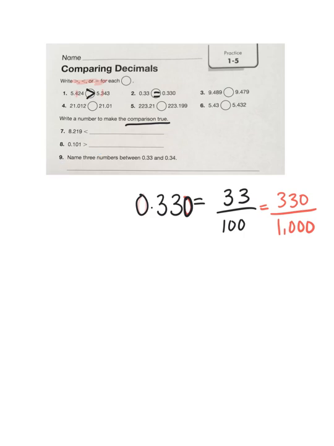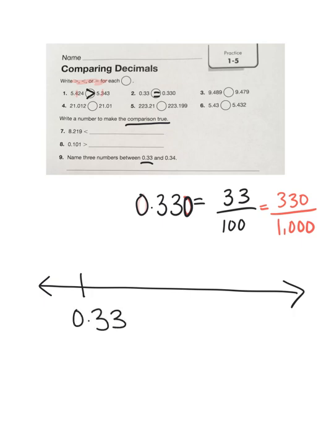And then for number 9, I would suggest making yourself a lovely number line and label this location on your number line 33 hundredths. Label this location on your number line 34 hundredths. And then come up with some locations that are in between there. Now the midpoint in between 33 hundredths and 34 hundredths is 335 thousandths. You can divide this space in between 33 hundredths and 34 hundredths into 10 equal pieces.